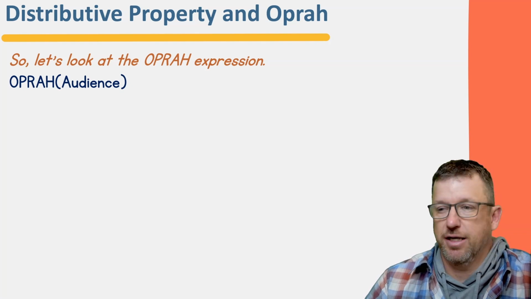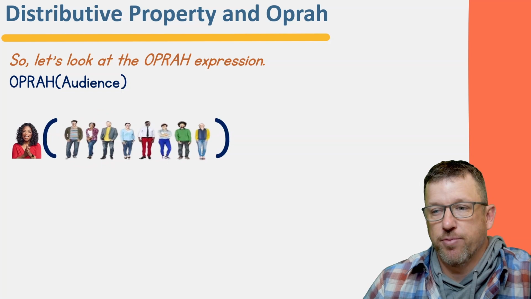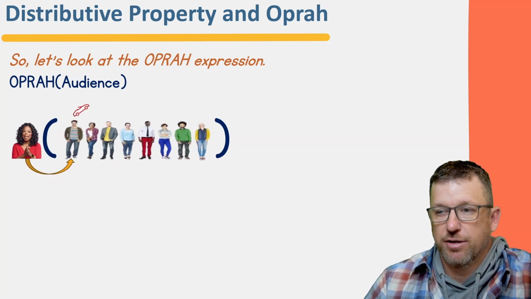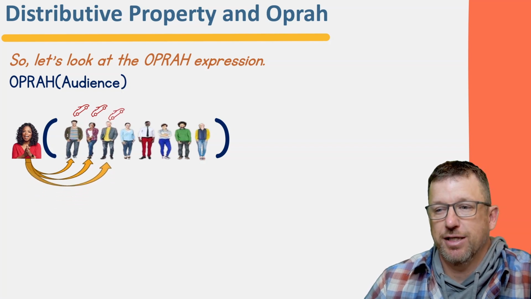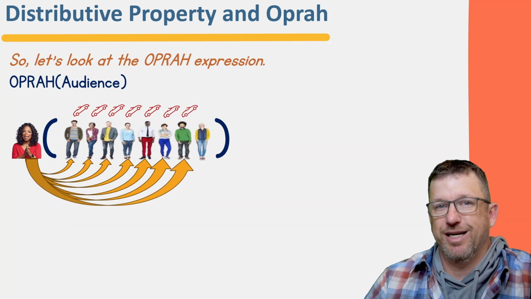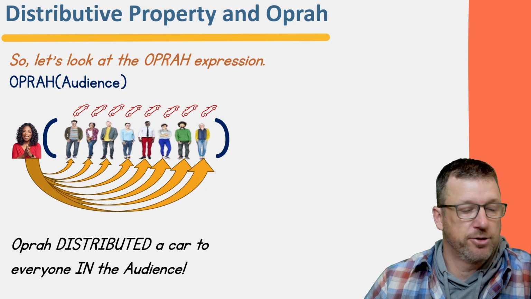Oprah is on the outside, and the audience is inside the parentheses. And so what happened is Oprah ended up on the outside giving a car to every single person in that audience. You can see she is distributing cars one by one to everyone in that audience. Pretty cool, huh? So you can say that she distributed a car to everyone in the audience.